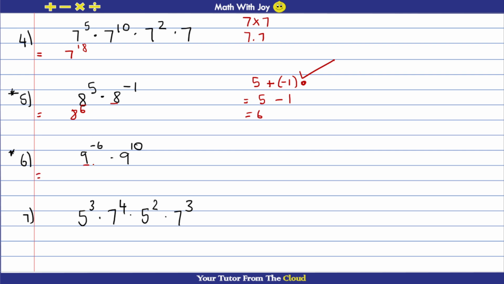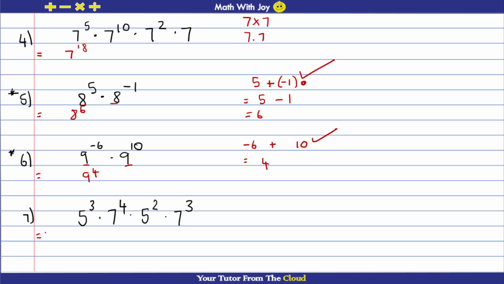So over here, again, I have 9 times 9. The bases are the same and they're multiplying, so I can add the exponents. The exponent is -6. I need to add it with +10. And we know that if you deal with this, the answer will be +4. So this is 9 to the power of 4. Guys, 10 minus 6 is 4. You must know that. But I was adding them according to the law.